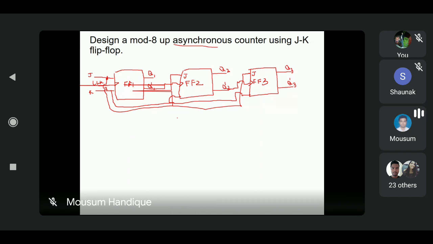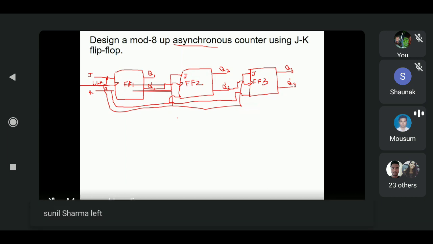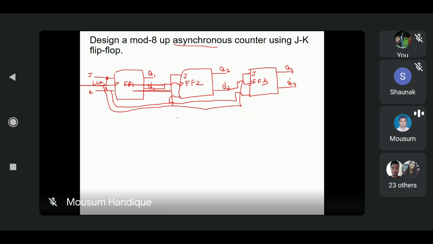Because this one is the up counter, the Q bar of the first flip-flop, Q1 bar, is the output of the first flip-flop. We can connect it as the clock of the next flip-flop, FF2. Again, the output Q2 bar is connected as the clock pulse of flip-flop number 3. Okay. So when we are talking about the up counter, what exactly is the up counter?